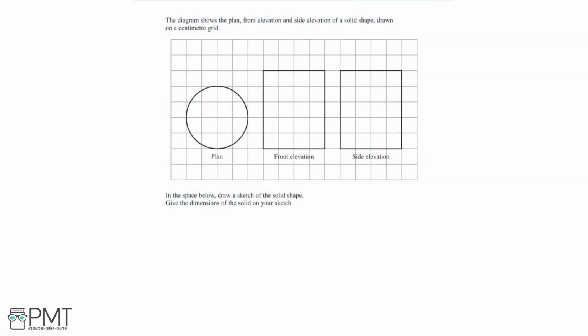In this question, we're given a plan, front elevation and side elevation of a solid shape, drawn on a centimetre grid. In the space below, we need to draw a sketch of the solid shape, given the dimensions of the solid on our sketch. Now let's take a look at the plan, front and side elevation. We have a plan of a circle, which means that when we look at the shape directly above it, we'll see the shape of a circle.